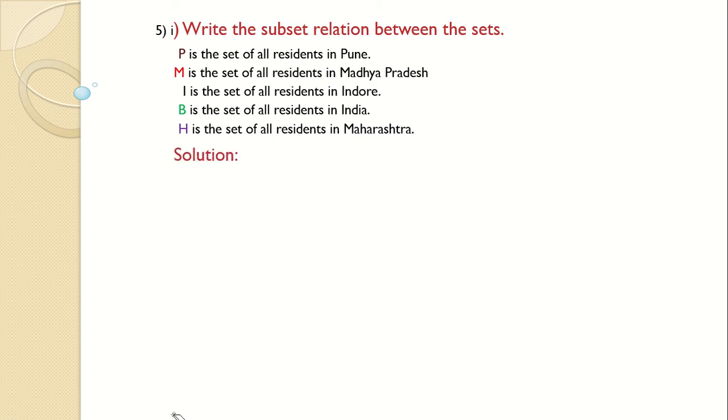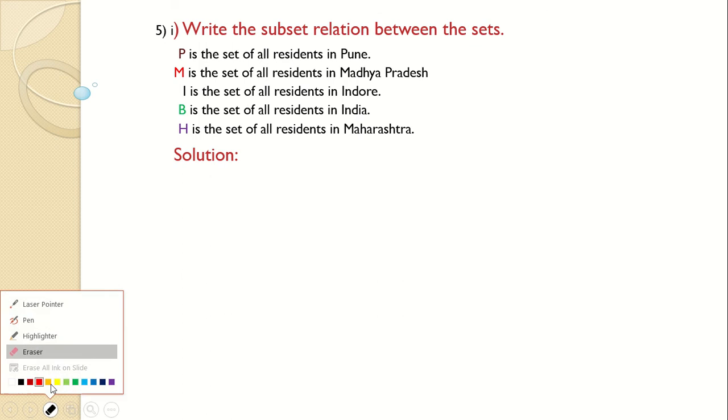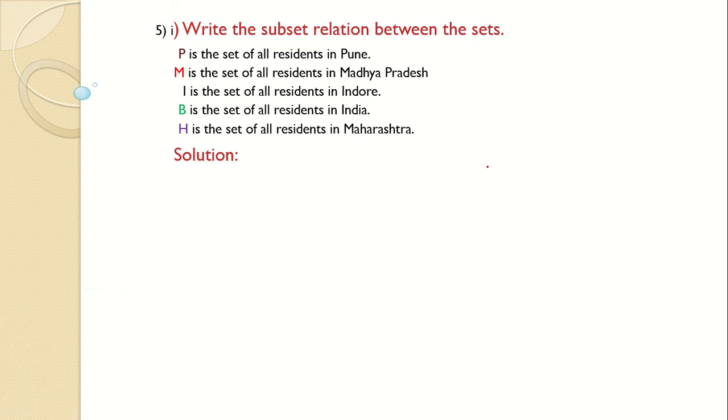Now you are asked to write down the subset relation. Subset relation means which set is going to be a subset of which one. India is the biggest set here because all the rest, Pune, Madhya Pradesh, Indore and Maharashtra, are found inside India. So India is, we can say, the universal set in this case. Also, Pune belongs to Maharashtra and Indore belongs to Madhya Pradesh. So Pune is a subset of Maharashtra and Indore is a subset of Madhya Pradesh. That's how we are going to write it.